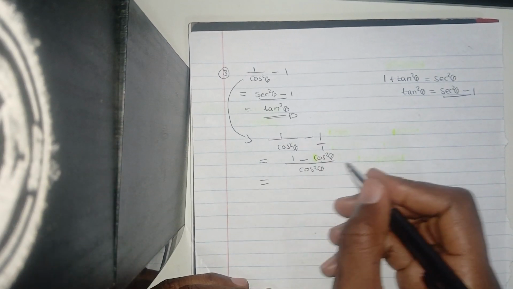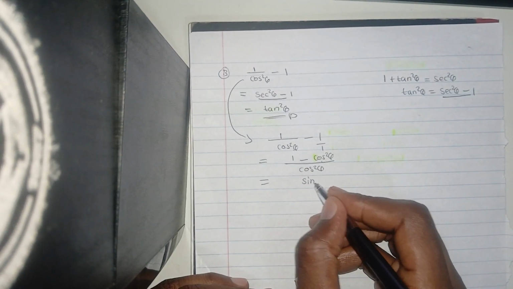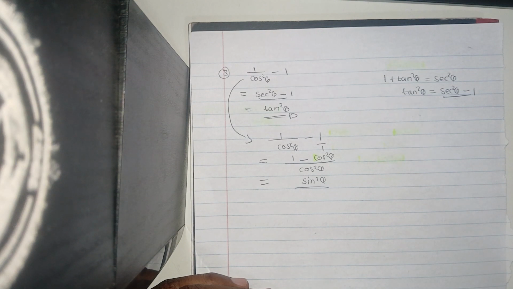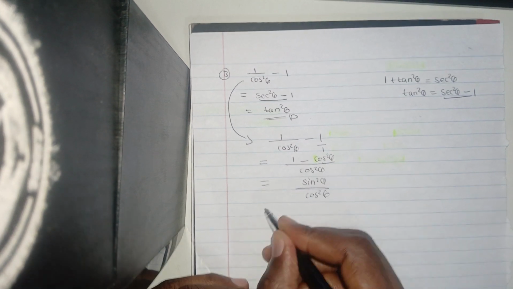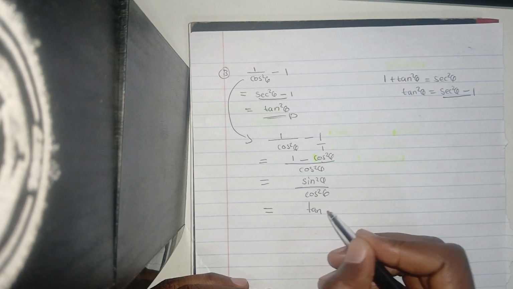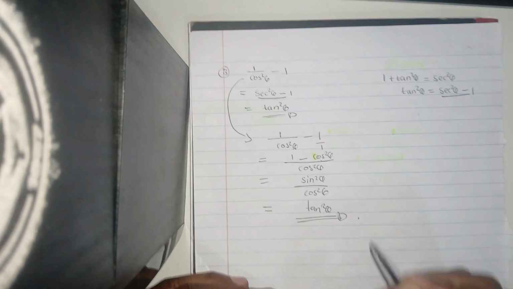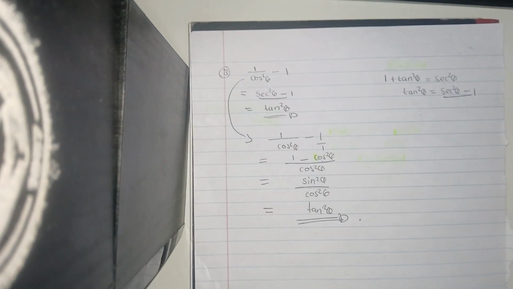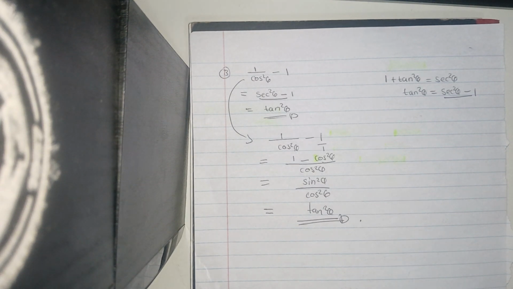Then after that, 1 minus cos square theta is sine square theta, because also 1 minus sine square theta is cos square theta, then 1 minus cos square theta is sine square theta. So we all know that sine square theta divided by cos square theta is tan square theta. Easy peasy. So that's how it is.